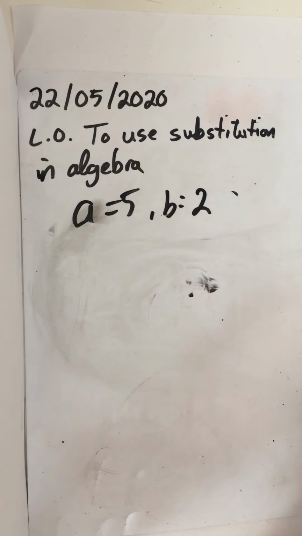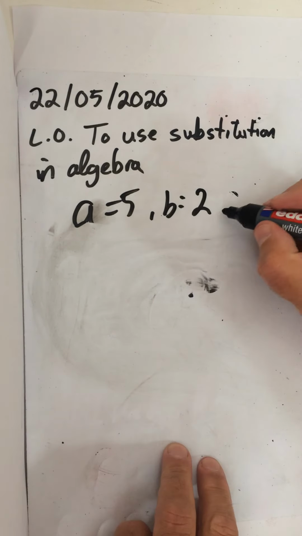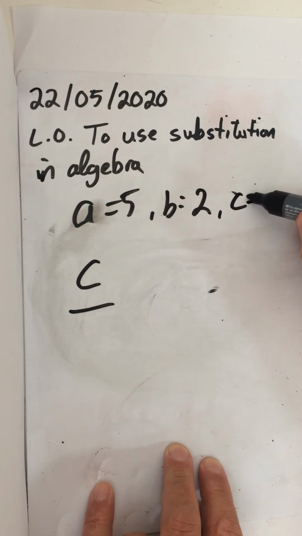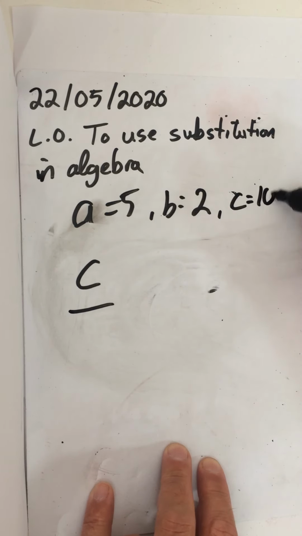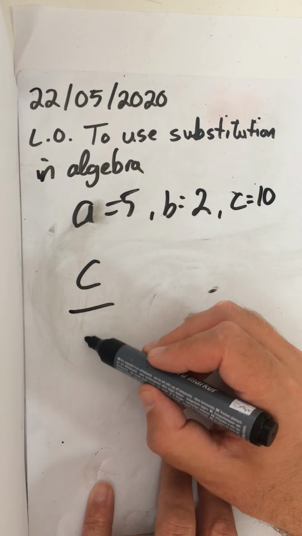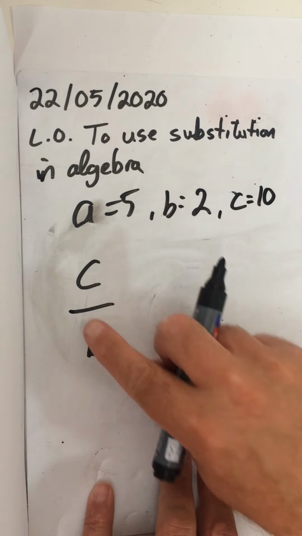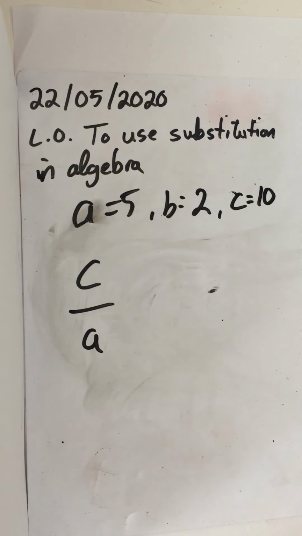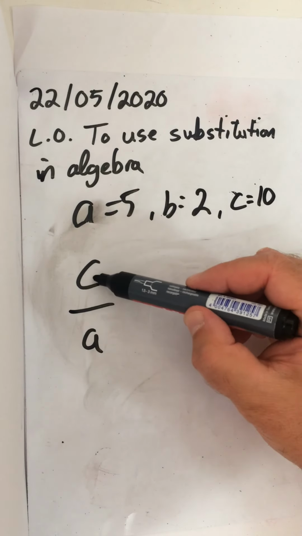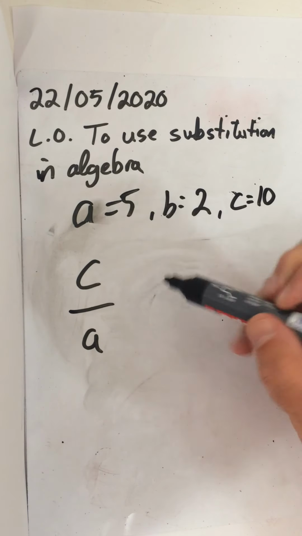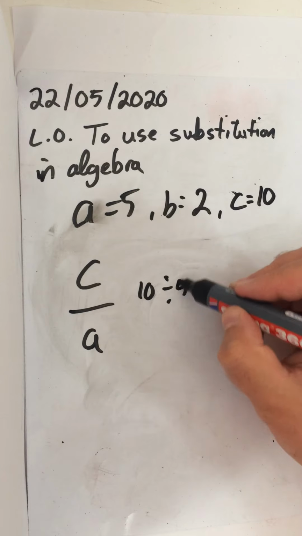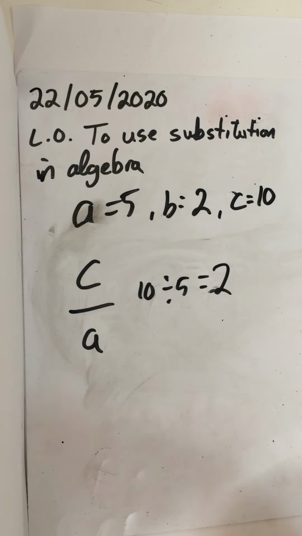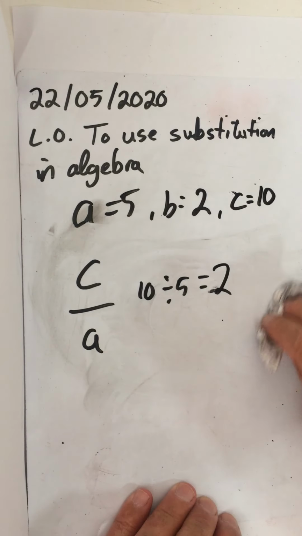You can bring in C if we want to. So we could have C divided by B, or we could do C divided by A, because I think we've done that one. C divided by A is 10 divided by 5. How many 5s in 10? 2. Hopefully that's okay as well.